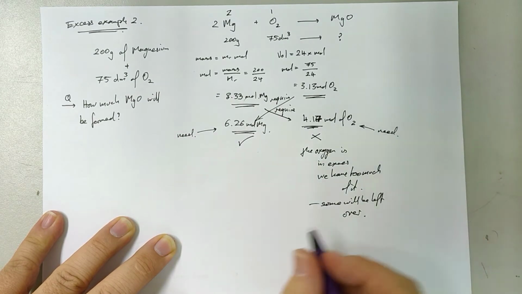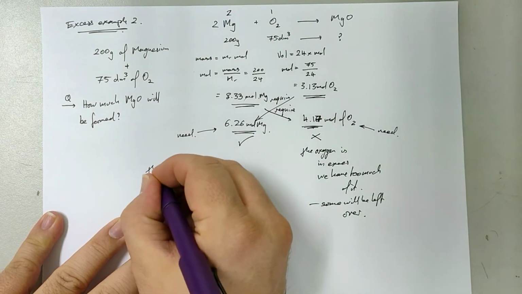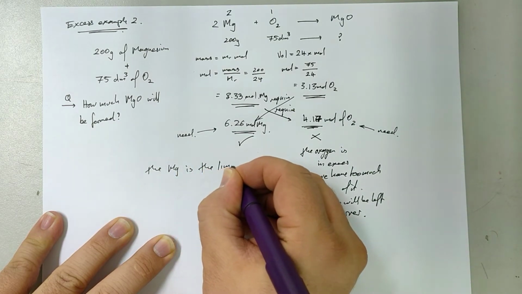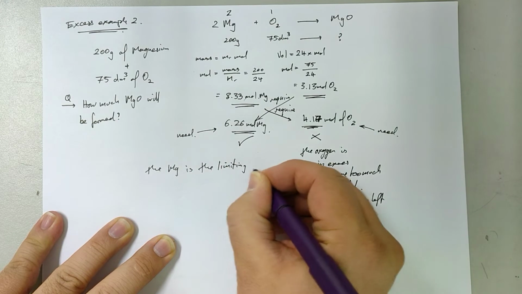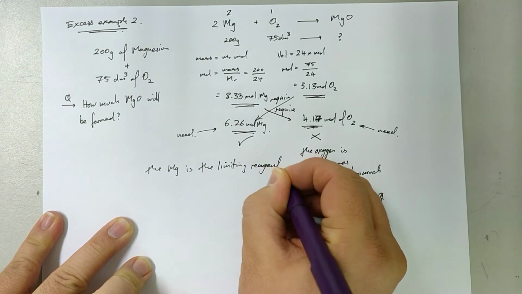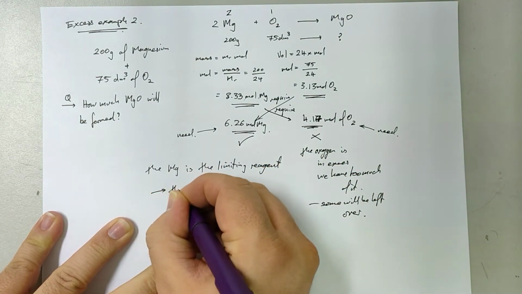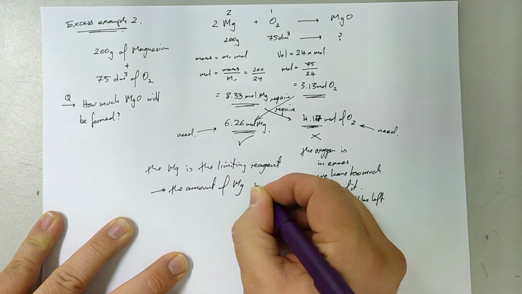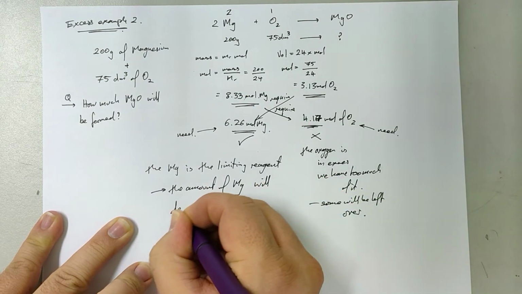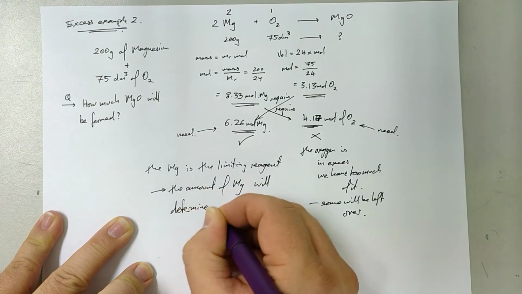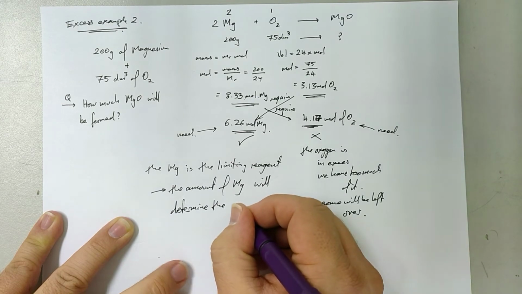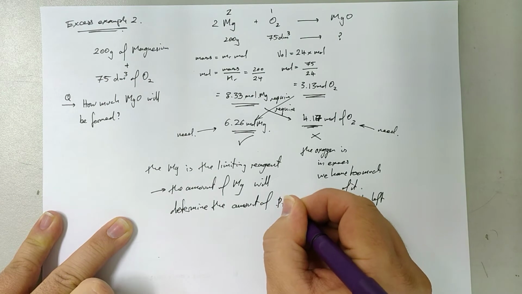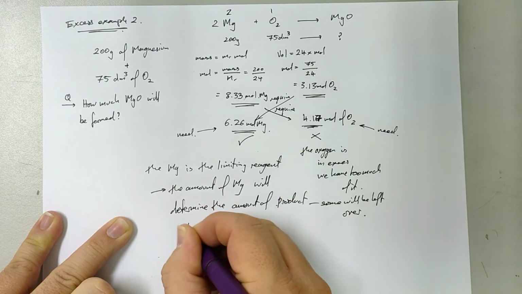Okay, so the magnesium is the limiting reagent. The amount of magnesium will determine the amount of product that is formed.